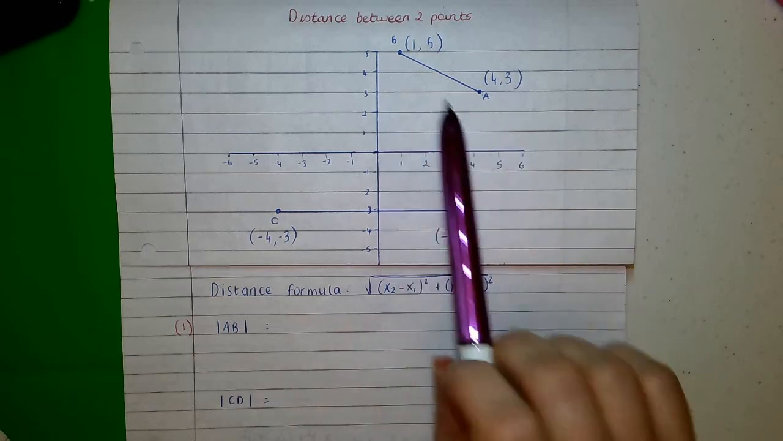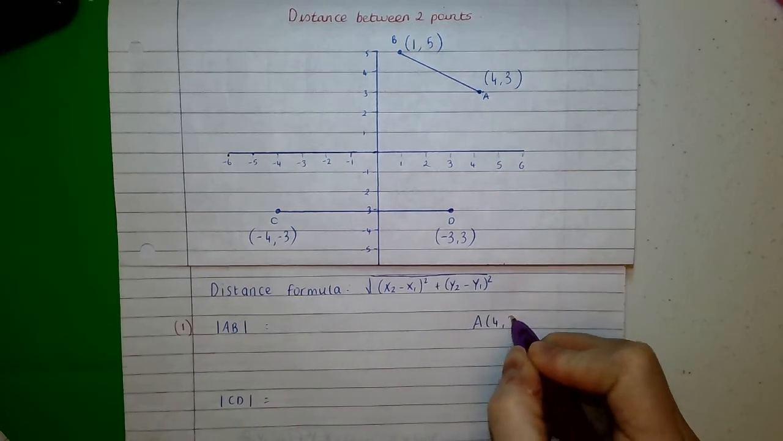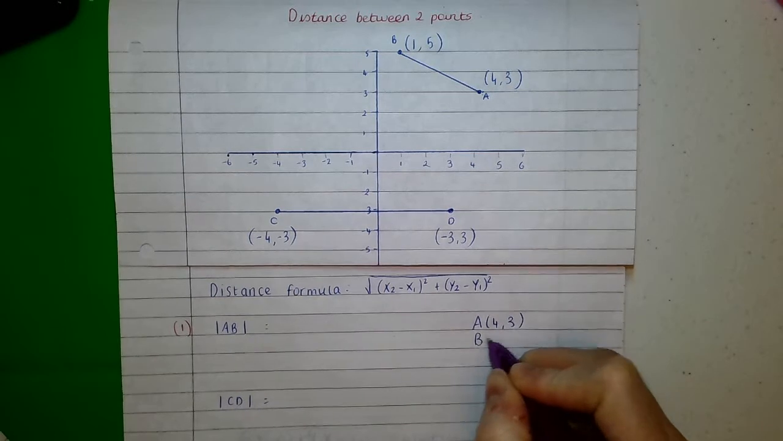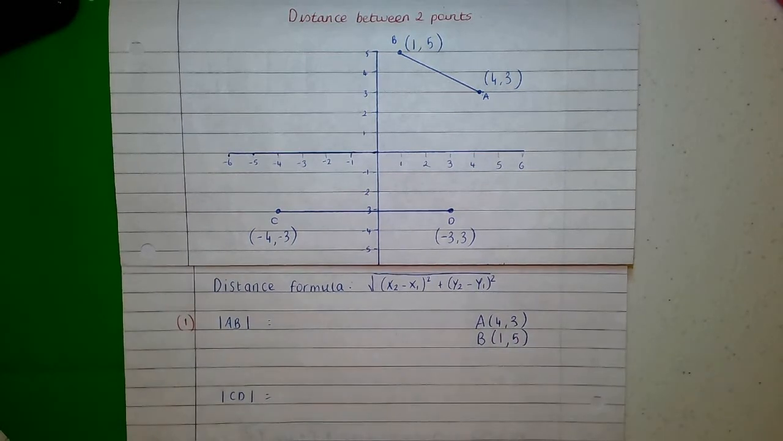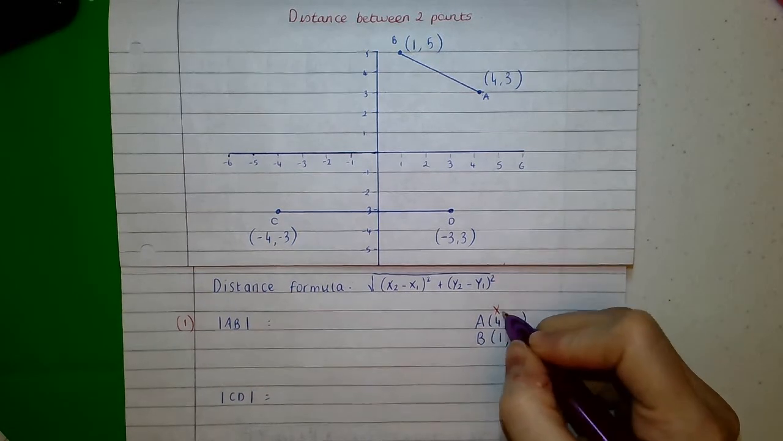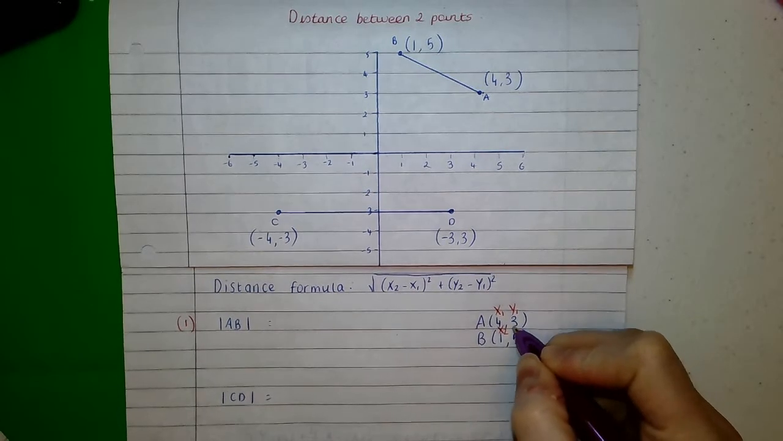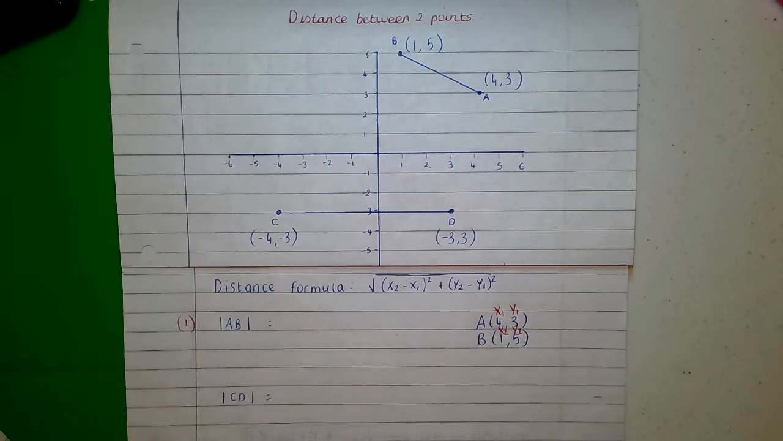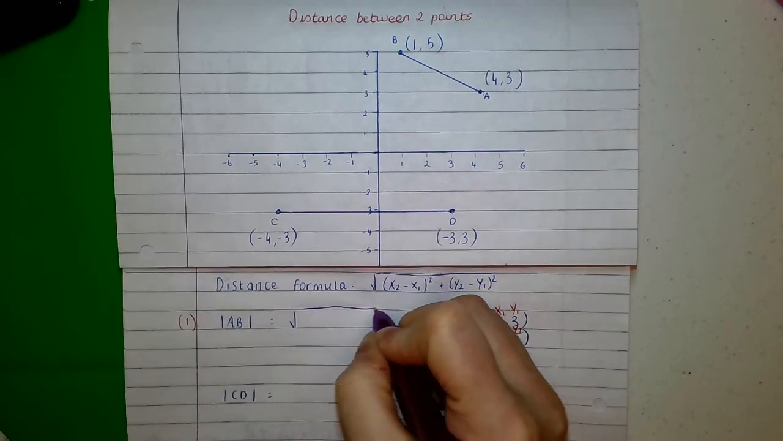So we have the points A and B. We can see A is 4, 3 and B is 1, 5. Once we have our points, we're going to label them x1, y1, x2, y2. That just means our first x and our first y, our second x and our second y. And after we have them labelled, we're going to sub it into our distance formula, which is here.